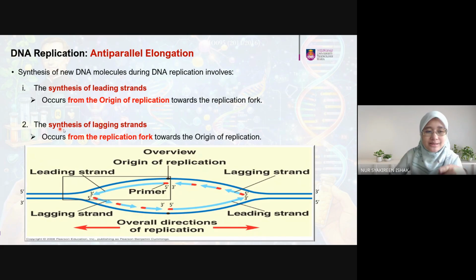And then for the synthesis of the lagging strand, the feature is that it is synthesized from the replication fork towards the origin of replication, on both sides, but it is synthesized in fragments. Later we will see why this strand is synthesized in fragments.